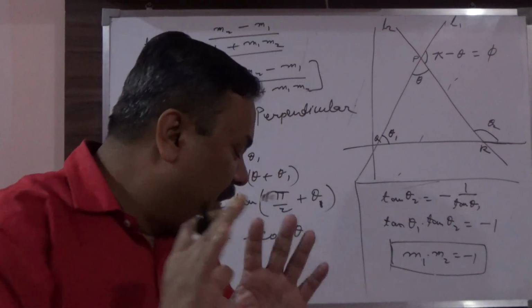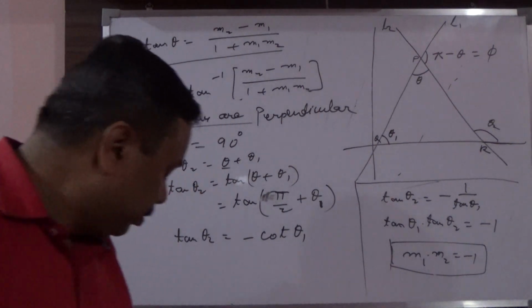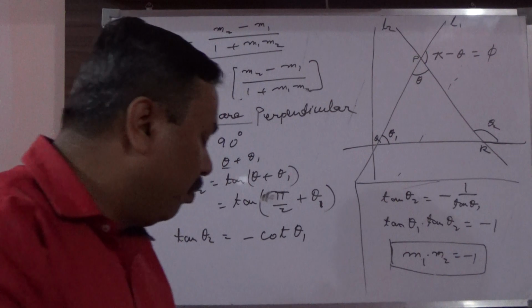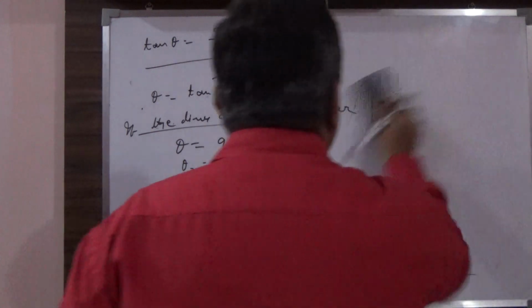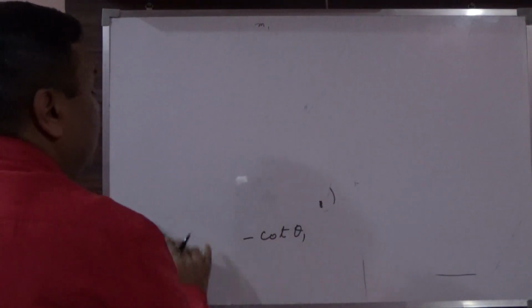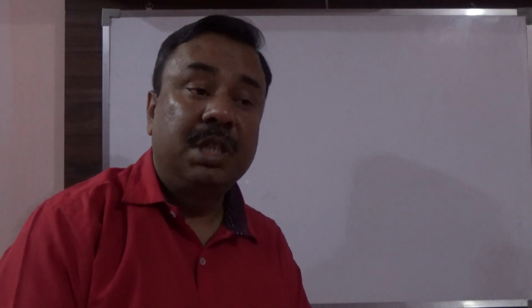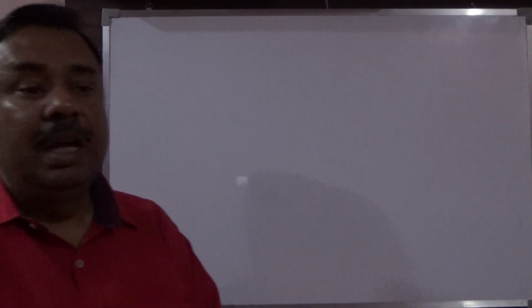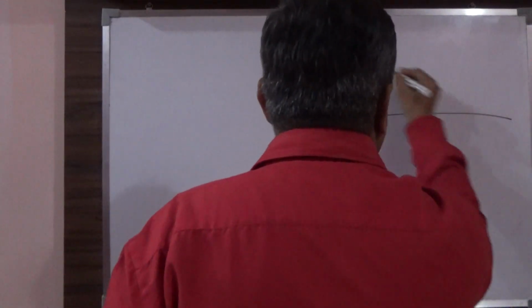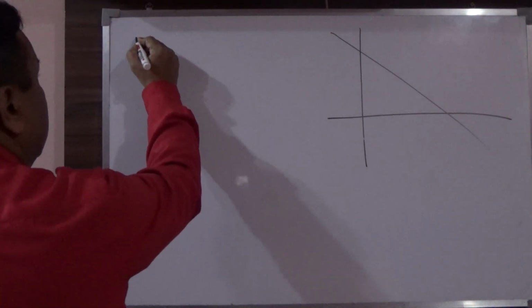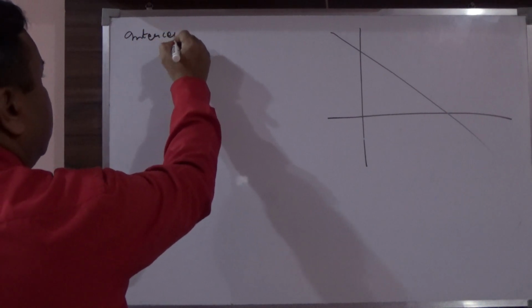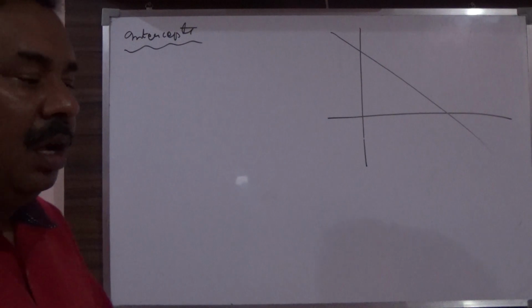Now there is one very small concept that is to be given to you, and that concept is: what are the intercepts? For a line, whether it is a slanting line or any line, at least somewhere it will be touching the x-axis and somewhere it will be touching the y-axis. Suppose this is a line. Then what are the intercepts?